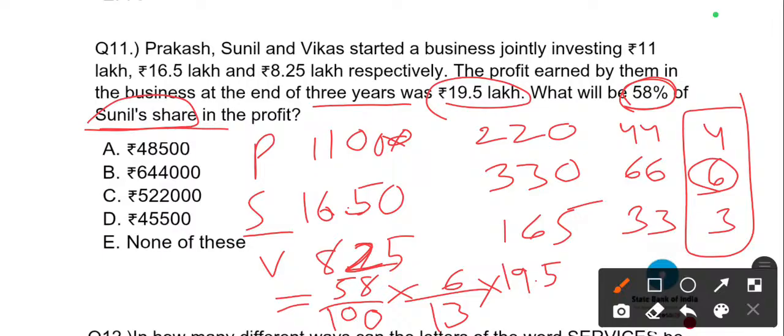Fifty-eight 9 times, it will be 522. So we got 522. So our answer must be 522,000. Option C is the answer for this question. Did anyone get the same answer?